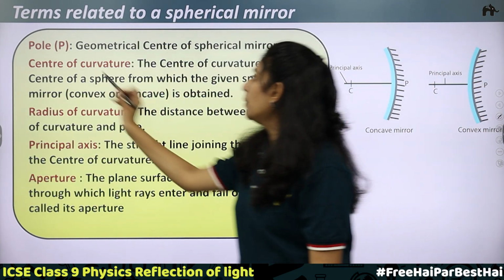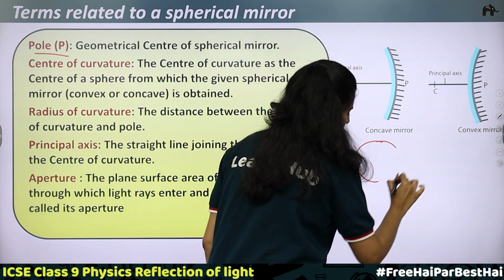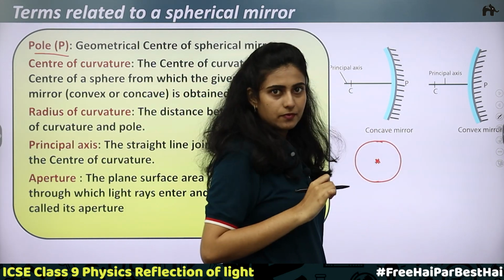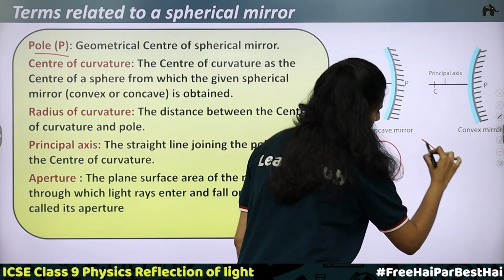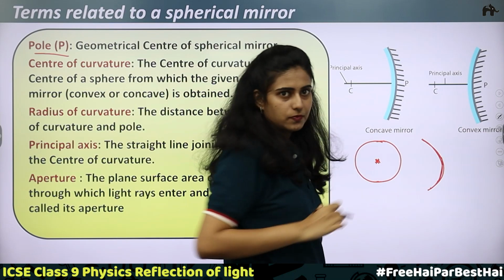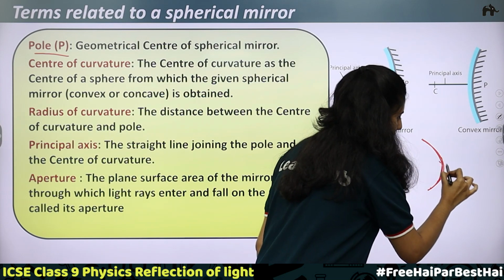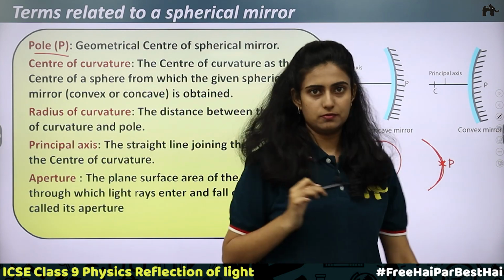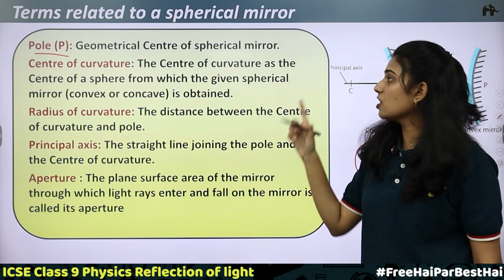The first term is pole. What is a pole? When you consider a sphere, the sphere will have a center. This will be the geometric center. Now when you take this part, that is the part which you have cut out, then it will act as a concave mirror or convex mirror. So this part will have a center. This center we call the pole, which is represented by capital letter P. The geometric center of a spherical mirror is called the pole.